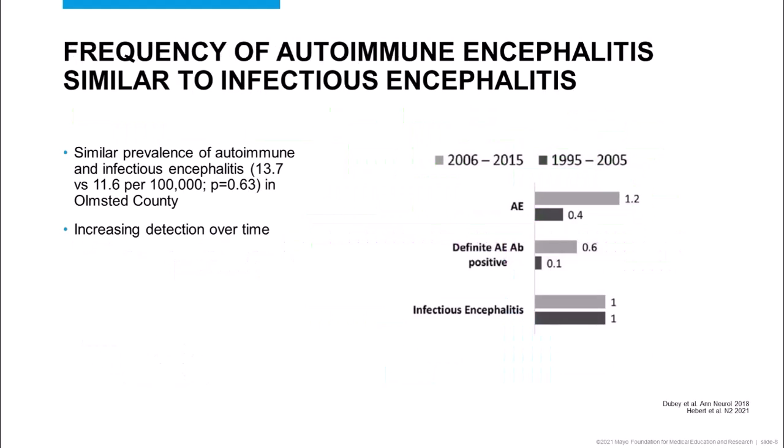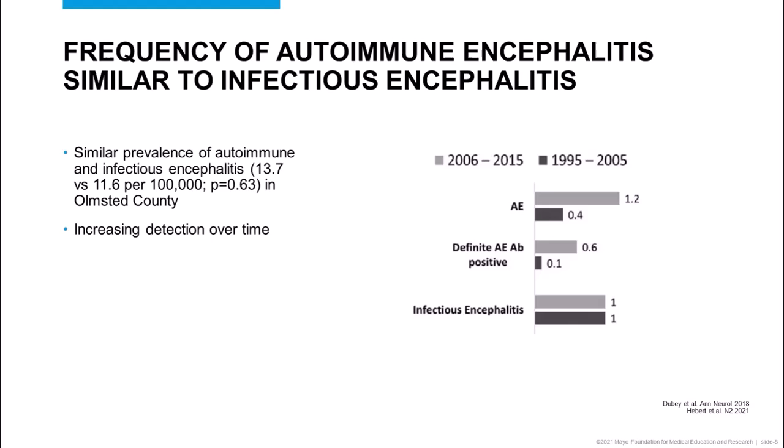Dr. Dubé and I participated with our group in a study looking at the frequency of autoimmune encephalitis, and we looked at that here in Olmsted County. What we found was that it was similar to infectious encephalitis. The prevalence was 13.7 per 100,000 for autoimmune encephalitis versus 11.6 per 100,000. And what we found in this study was that over time, comparing 2006 to 2015 with 1995 to 2005, there was a threefold increase in the incidence of autoimmune encephalitis, and that was driven mostly by these antibody biomarkers.